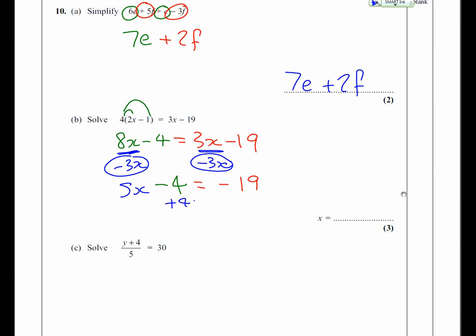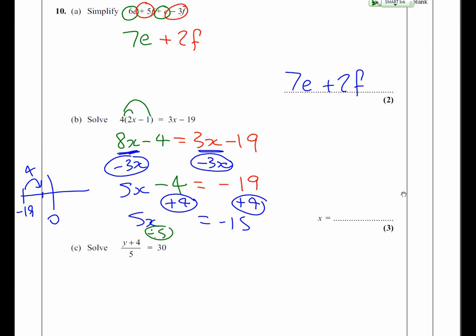Add 4 to both sides. We're trying to get x on its own. We now have that 5x is minus 15. Think of your number line. 0, minus 19, jump up 4. I know people struggle on this one. Okay, now you want to divide by 5. If you're not sure about this, do it on your calculator. But 15 divided by 5 is 3, and it's a minus 3 because of this minus in front.